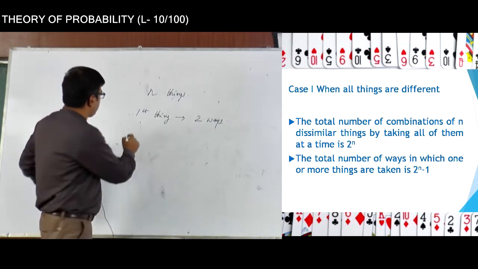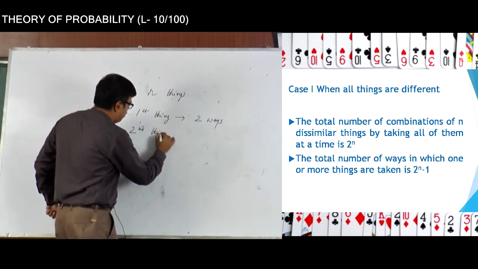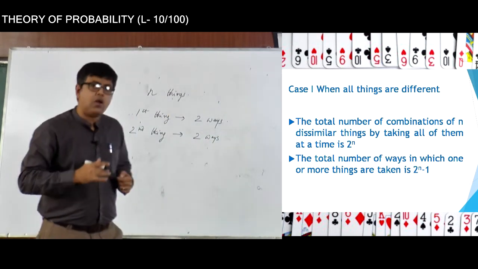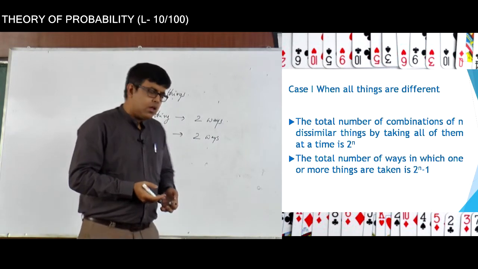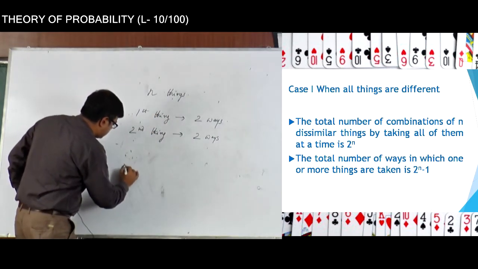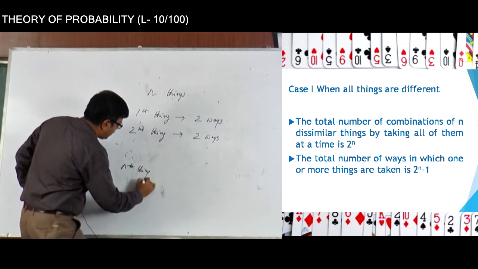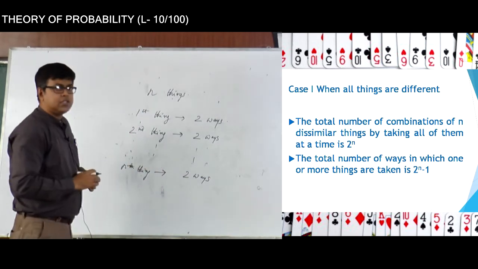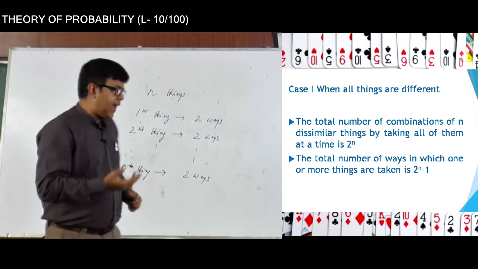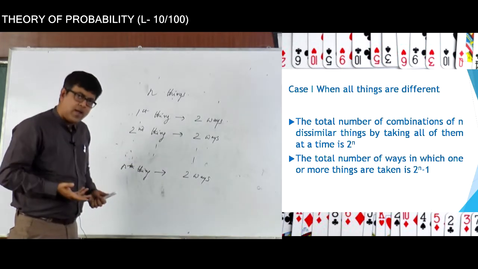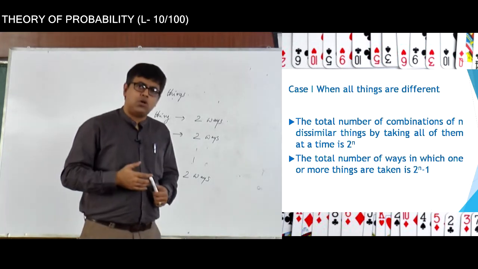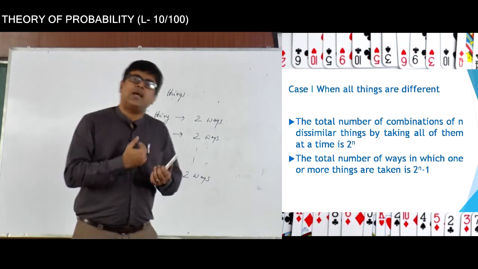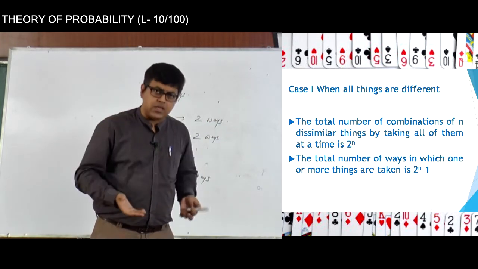Similarly, the second thing can also be disposed in two ways, because you may select it or you may not select it, that means you may reject it. Going by this logic, if you go to the nth thing, because you have n things in your hand, the nth thing can also be disposed in how many ways? In two ways. So I can dispose the first thing in two ways, similarly the second thing in two ways, and in this way the nth thing in two ways. Why two ways? Because either I may select it or I might reject it, right?